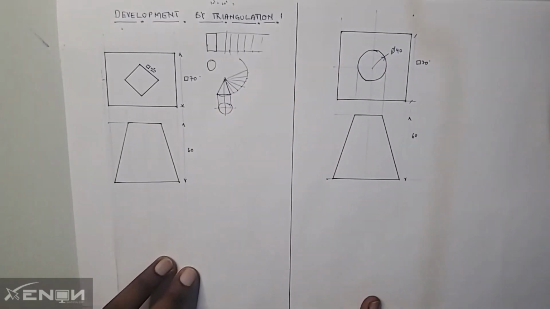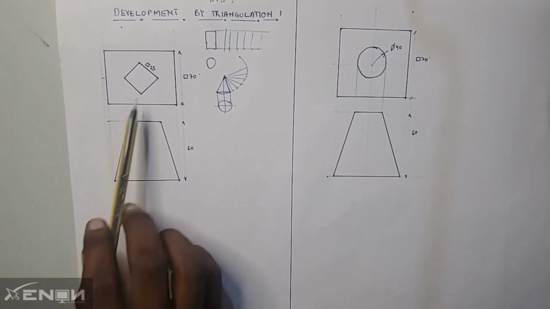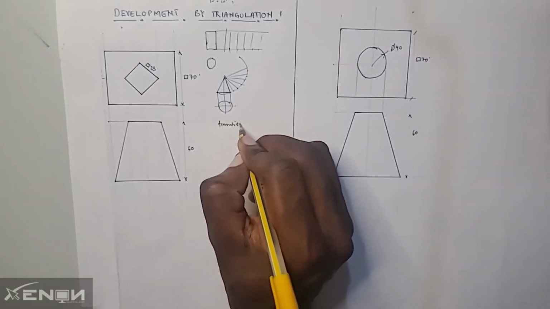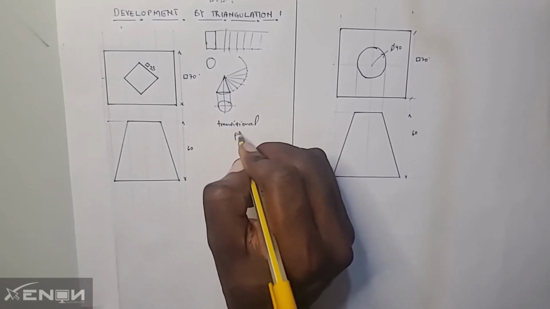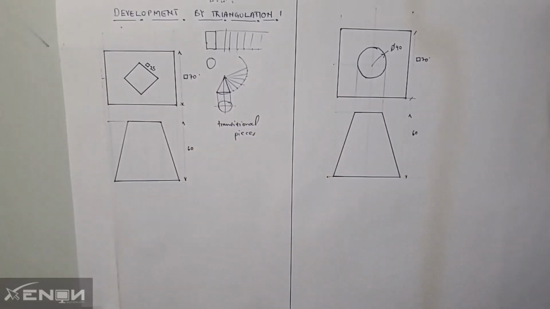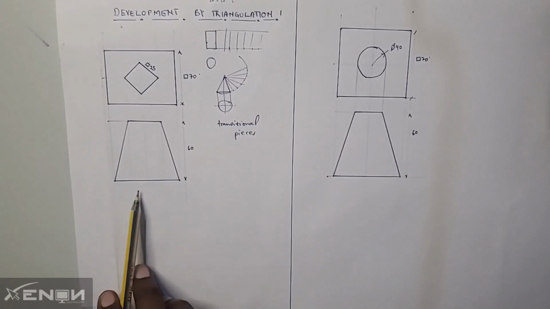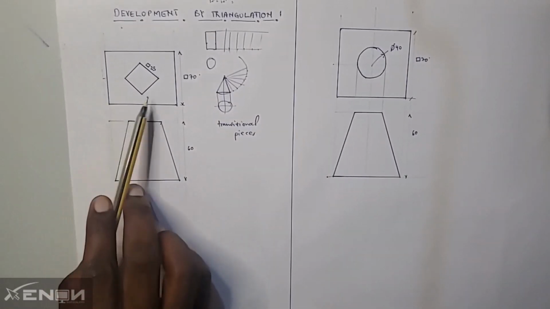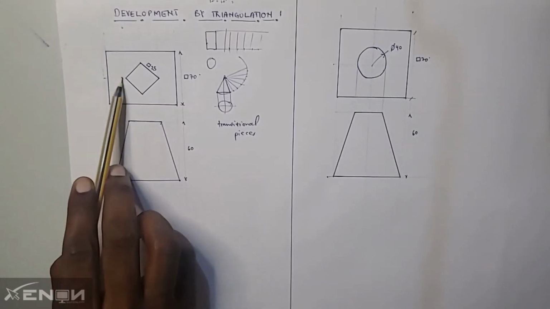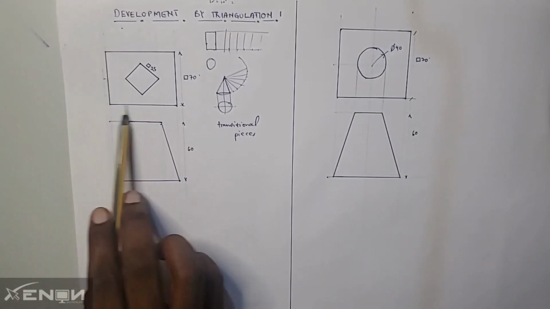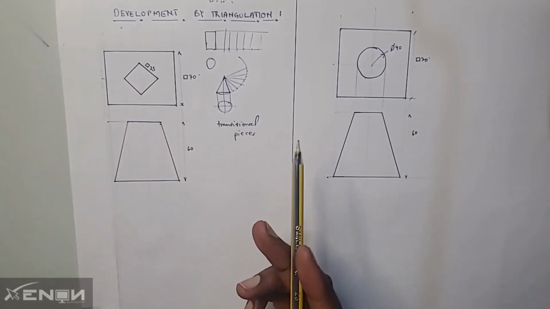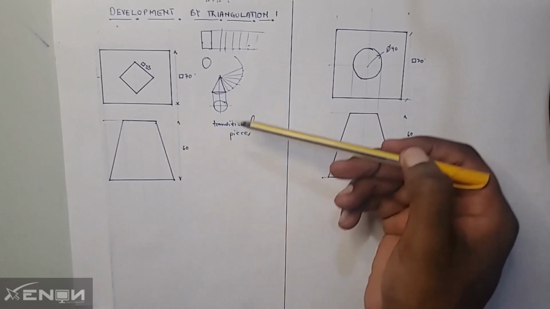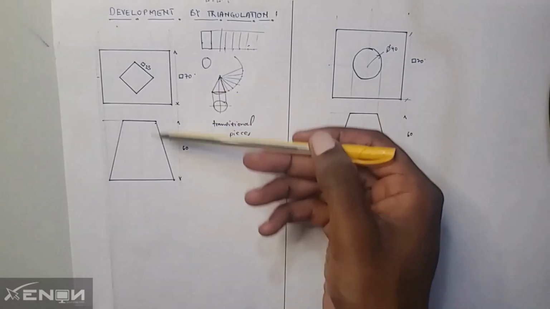We saw that. But then there are pieces that look like this, and we call these transitional pieces. Transitional pieces are pieces that have a different shape at the top and bottom. When you look at this, the top part here is a square, and the square is tilted, and then the bottom part is also a square, but the normal square. So we cannot develop this using this formula for cylinders. We cannot develop this using this formula for cones. So we call this a transitional piece.